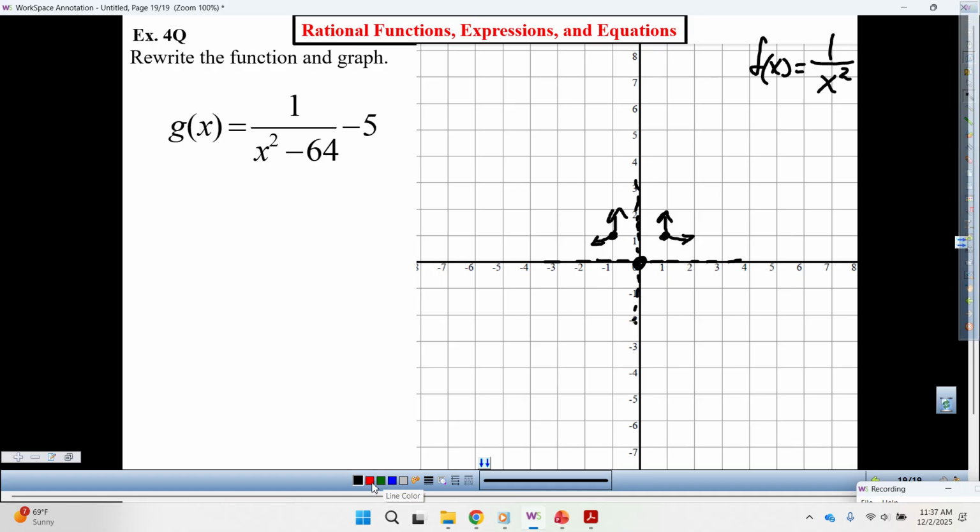So where are we going to move all that to, according to this so far, everyone? 5 down, is that correct? Or my HA is at -5. So let's go to -5.